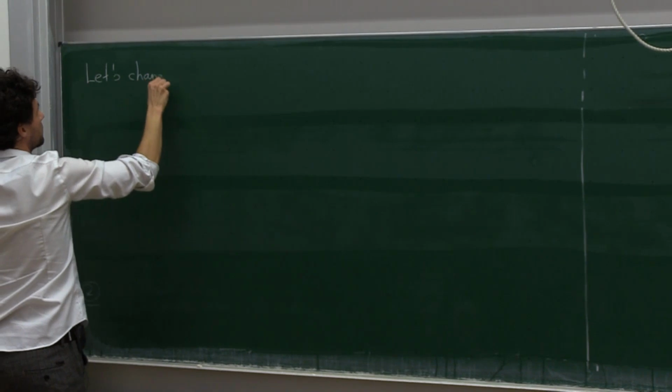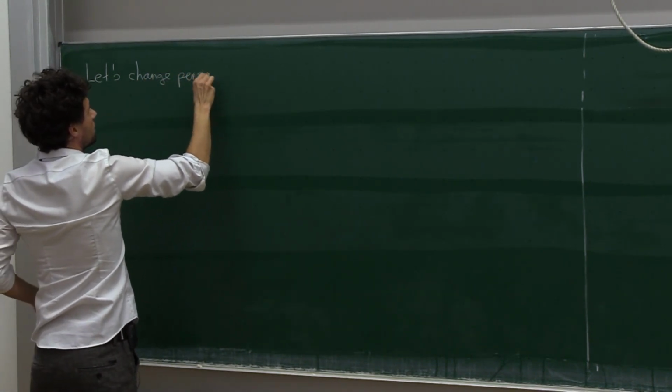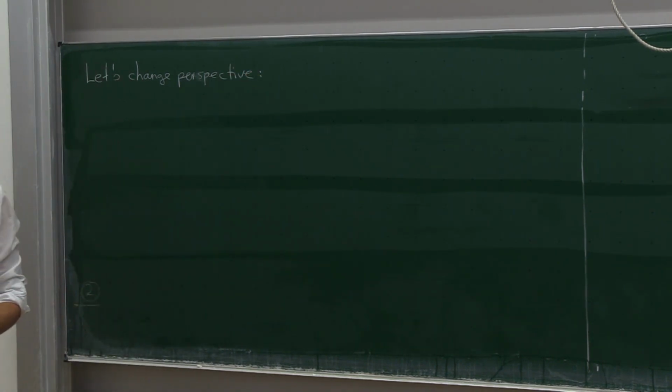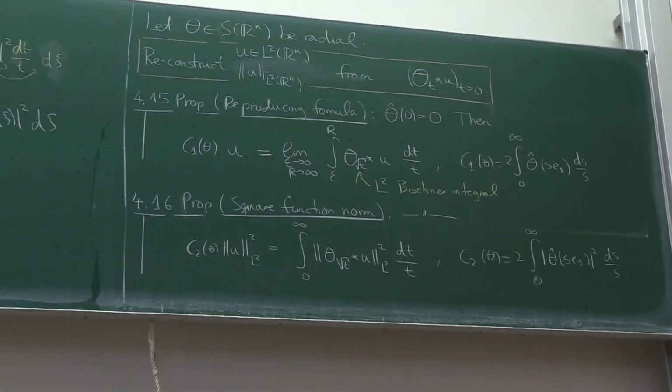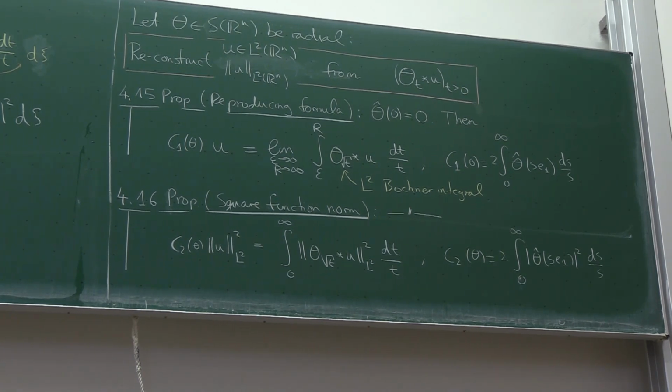Okay, now what I want to do in these last 5 minutes is to change perspective. And I want to change perspective in the following sense. I want to understand these two results standing over there, not in terms of the Fourier transform and mollifiers, but in terms of functional calculus. And I want to show you what they become if I use functional calculus.